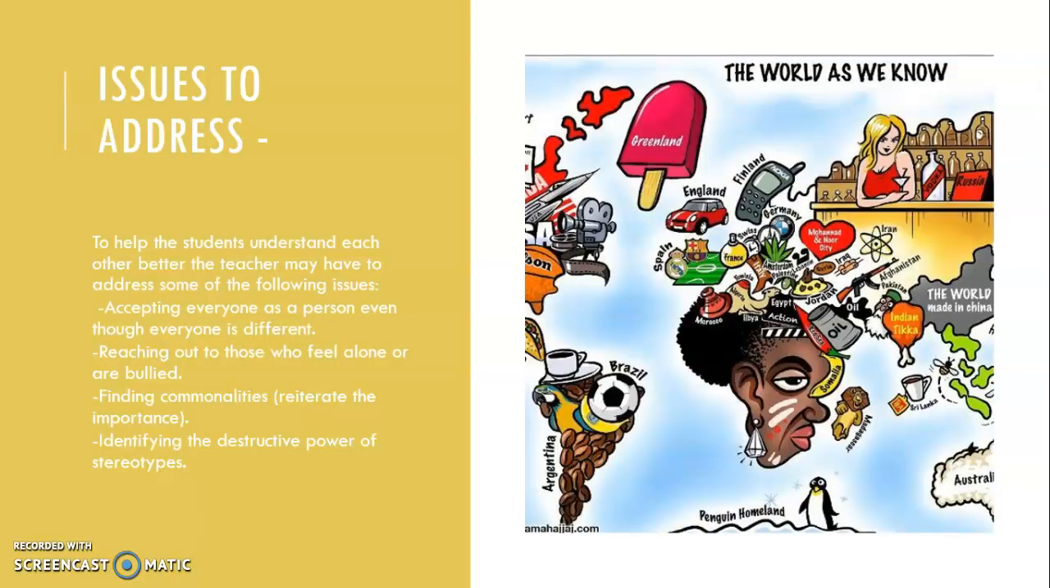As the teacher walks around, she is pleased to find many groups making a list of things they have in common. When she walks by the group of 3, she sees that little progress has been made. In the course of the week, she may have to address some issues to help students understand each other better, such as accepting everyone as a person even though everyone is different, reaching out to those who feel alone or bullied, finding commonalities and reiterating the importance of finding commonalities, and identifying the destructive power of stereotypes.